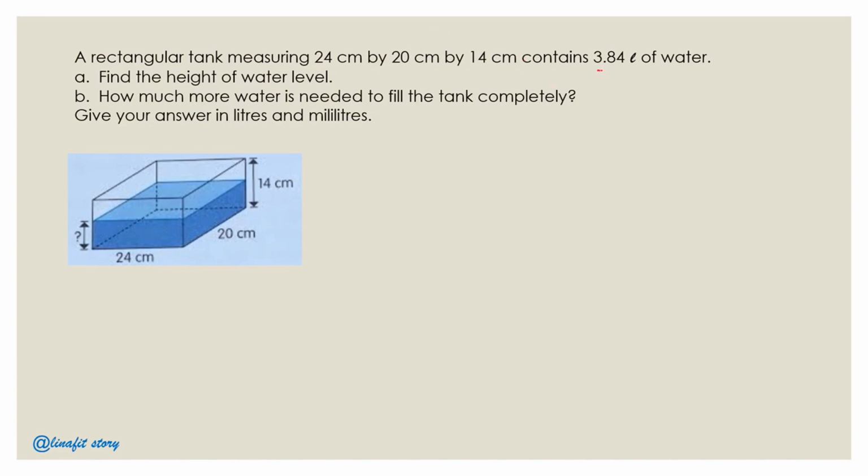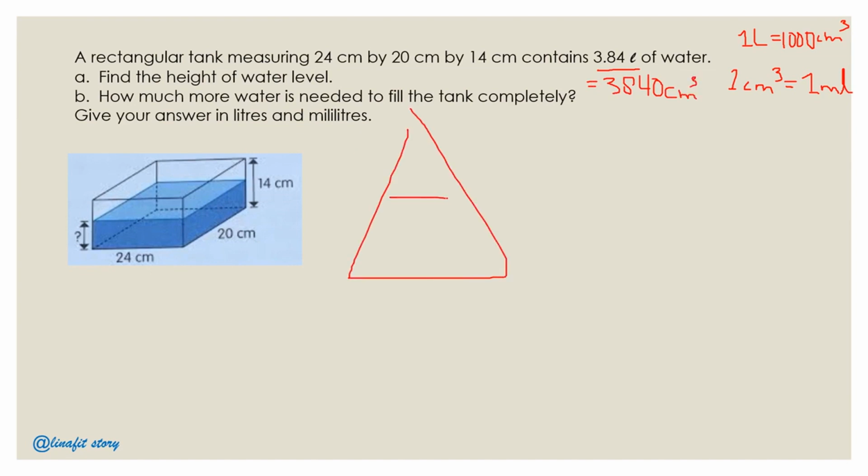First, we should convert 3.84 liters into cubic cm. Remember, 1 liter is 1000 cubic cm, and 1 cubic cm equals 1 milliliter. So 3.84 liters equals 3840 cubic cm. To get the volume is length times breadth times height of the water. The volume is 3840, the length is 24, the breadth is 20. How to get the height of the water level? So 3840 divided by 24 times 20 equals 8 cm.